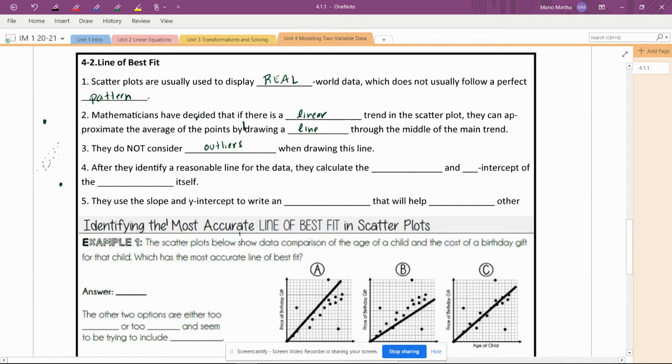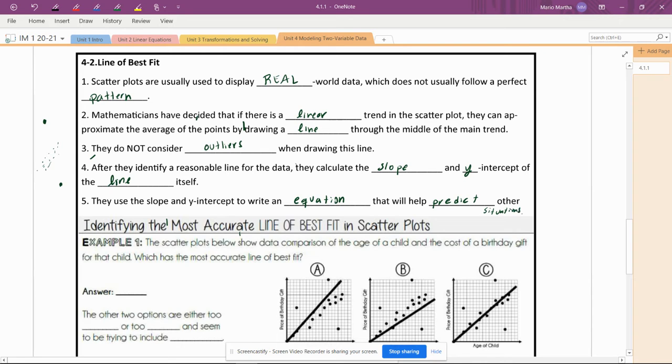After they identify a reasonable line for the data, they calculate the slope. So we always calculate the slope and the y-intercept of the line itself. And then it says they use the slope and the y-intercept to write an equation that would help predict other situations, right?